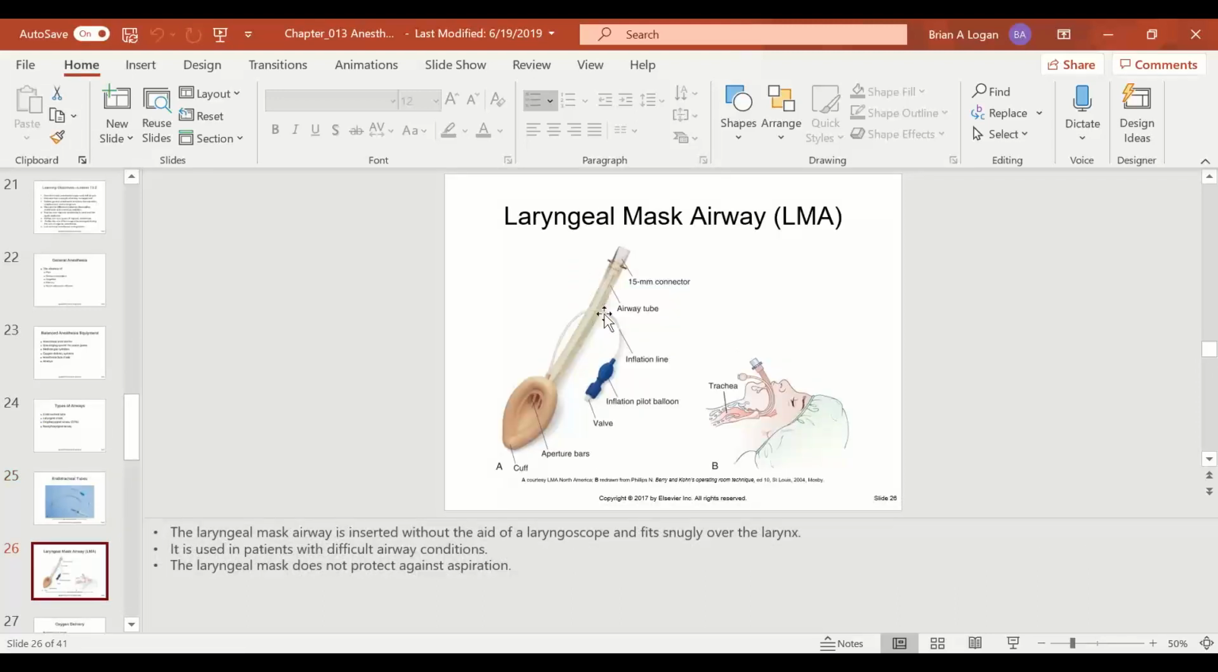Here's an LMA. Here's that tube, and this is that mask. If you think about the oxygen mask that goes over your face out here, this is just like a mask that's going to cover this back part of your airway. But you are still receiving general anesthesia with an LMA. It's just a little easier to intubate the patient.